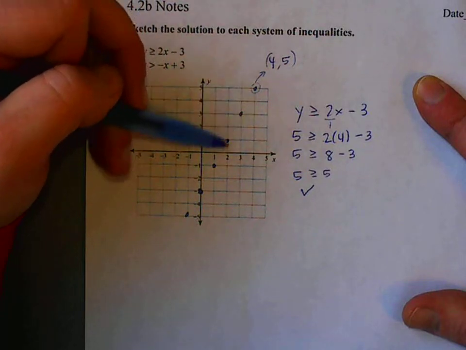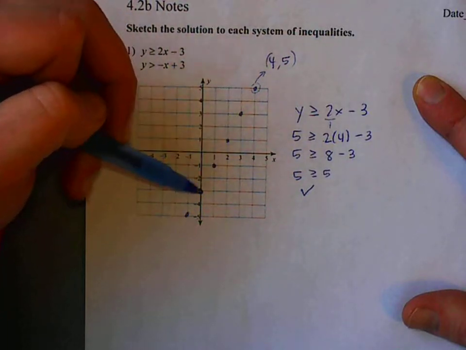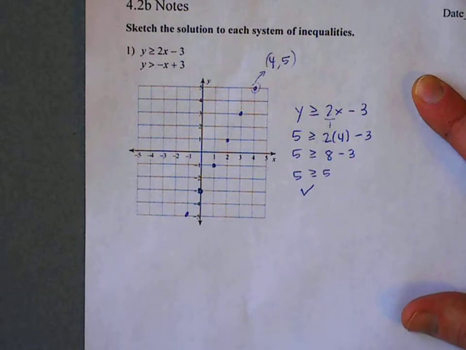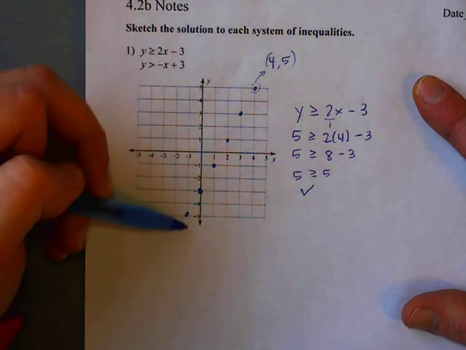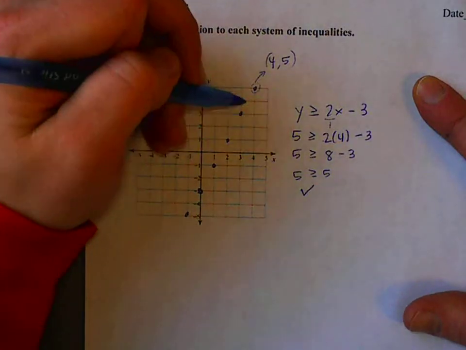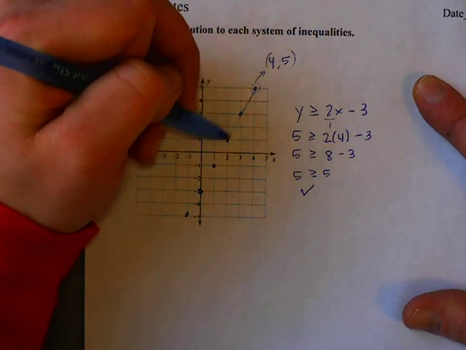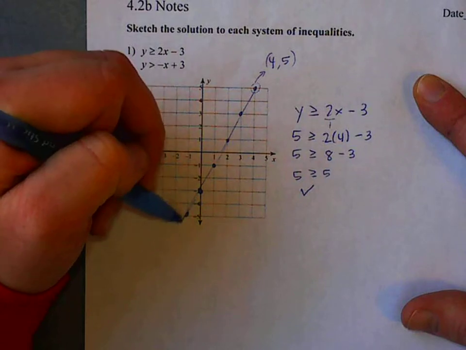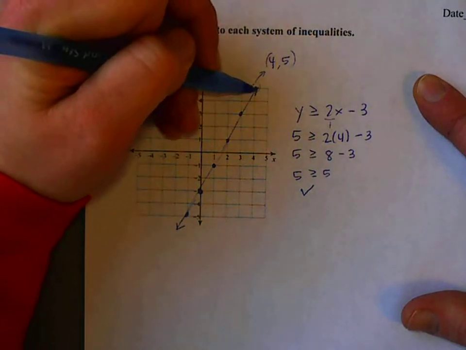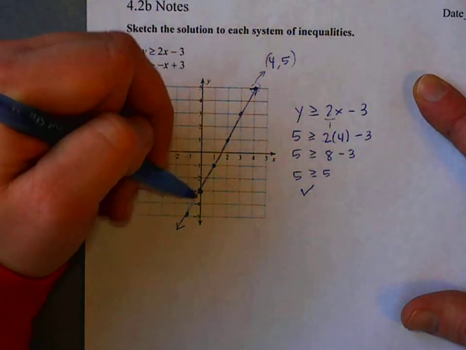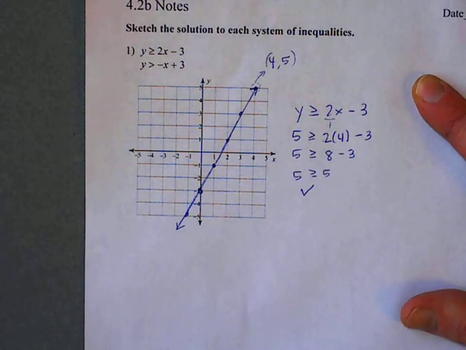And since it's on this line, any of those points, if I plugged them in, would also make it true. So to show on the graph that any of these points will make it work, I'm going to color it in solid. Okay, a solid line. That shows me that any x's and y's on that line will make it true.